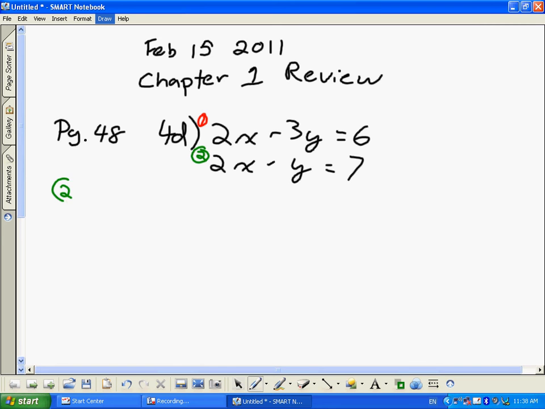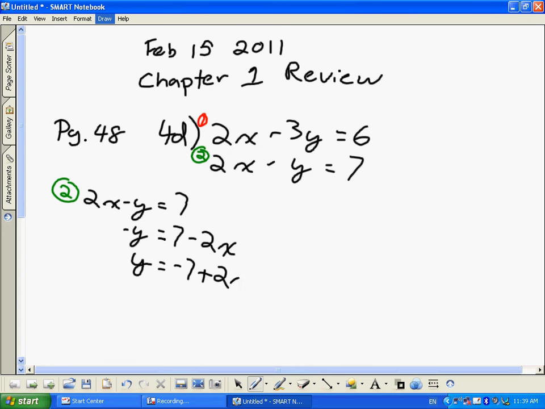So equation 2: 2x minus y equals 7. We'll move the 2x to the other side, minus 2x. When I move the negative to the other side, it becomes y is equal to negative 7 plus 2x. So I now have an algebraic expression for y. I've set the second equation equal to y.